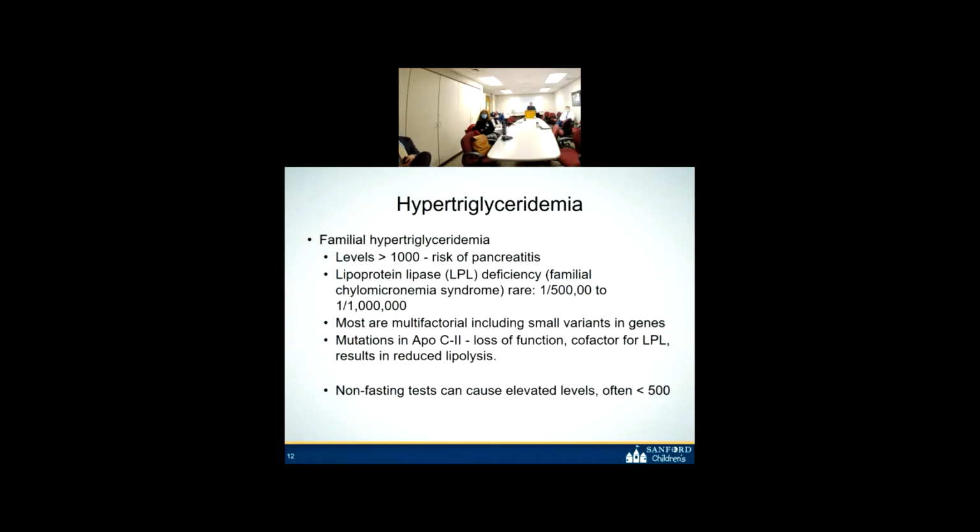And I put a little line down here that talks about non-fasting tests, because oftentimes that first screen that we're doing is a non-fasting lipid panel, and our triglycerides may be elevated, but they're often less than 500. And so that's one of those things to be aware of when you order these.